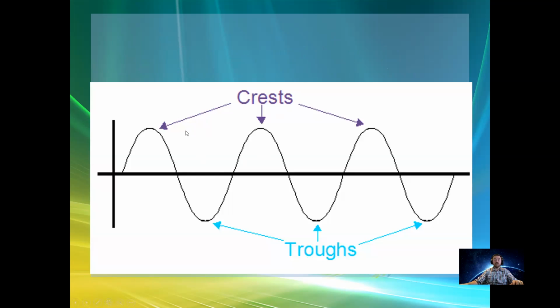So on my screen, you should see this wave. Actually, three waves are here, and the crest is on the top portion, and then the troughs are on the bottom portions there. If I took this wave diagram and flipped it upside down, then the troughs would be the crests, and the crests would be the troughs. It's all about just being opposites.